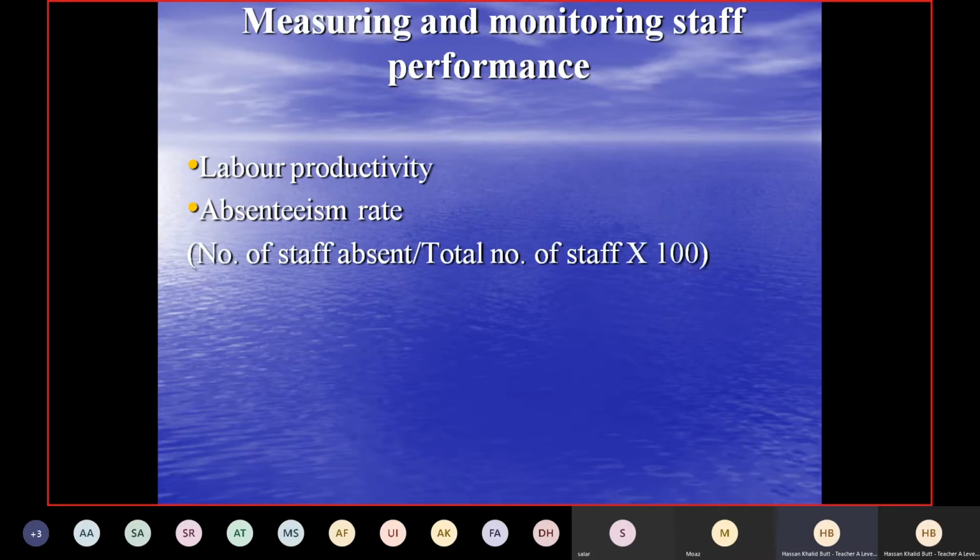So the formula is number of staff absent over total number of staff into 100. So you can calculate that as well. And let me tell you, in P3, they can ask you to calculate it. Now you have a question.